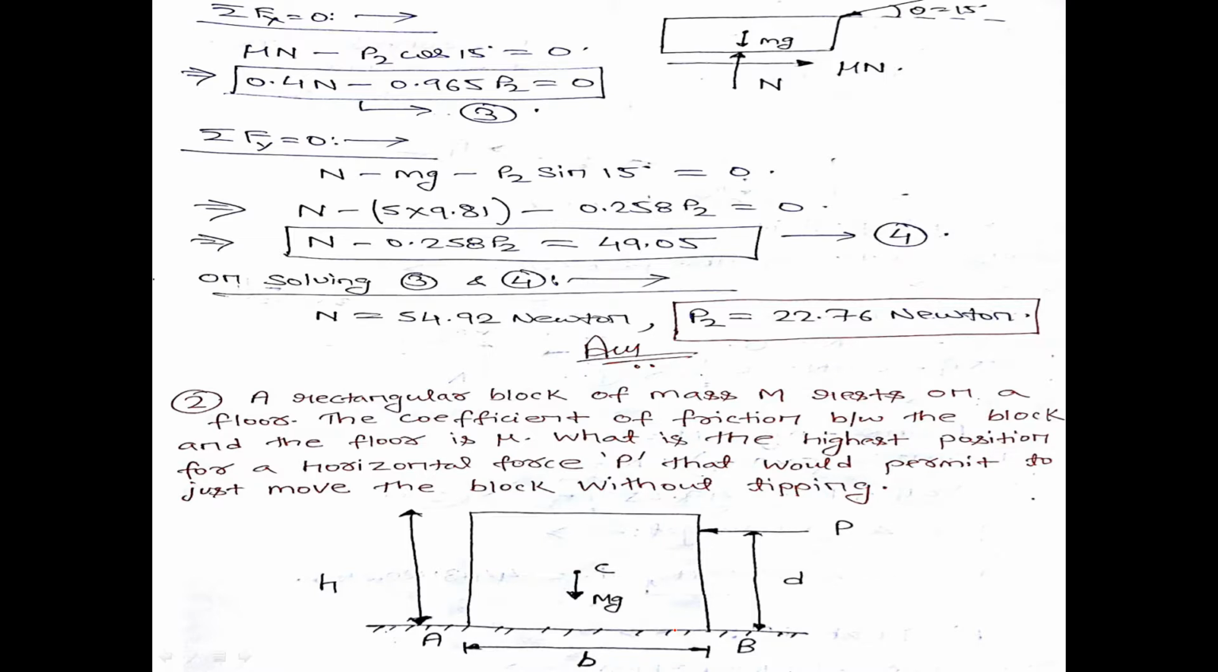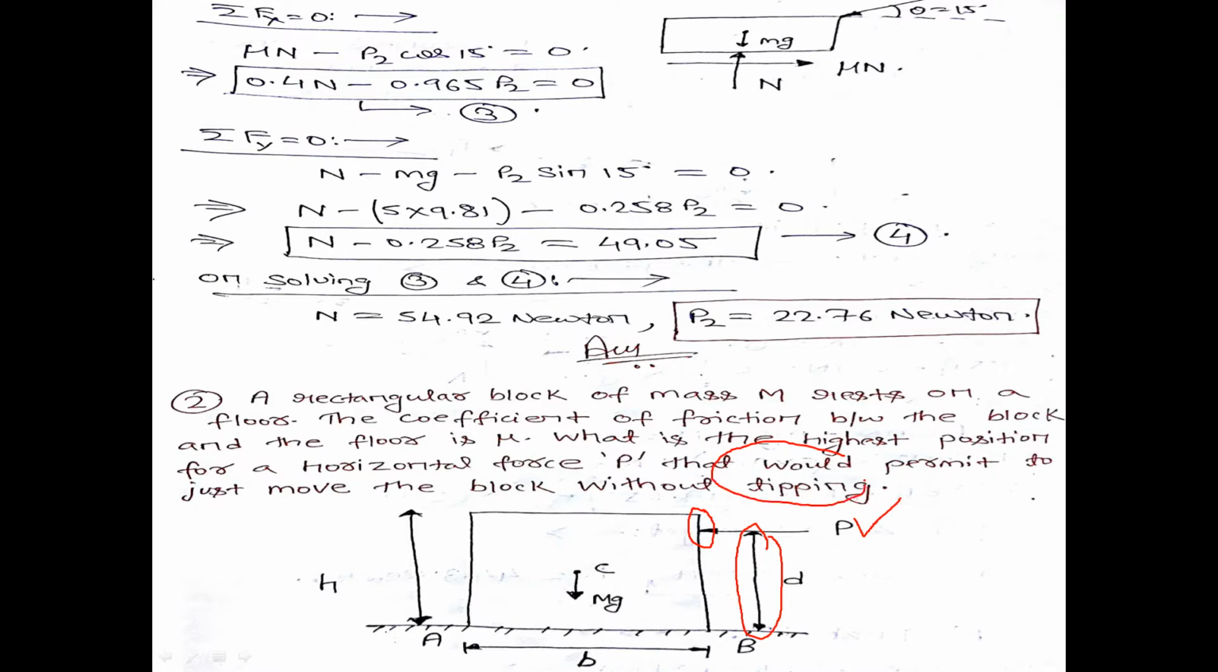What is the highest position for a horizontal force P that would permit to just move the block without tipping? That means what is given in the problem is, at the upper end of this rectangular block, at this particular point, a horizontal force P is applied along negative x direction. What you need to find out is how much is the distance d from the floor at which you will apply this force P such that this block will move without tipping.